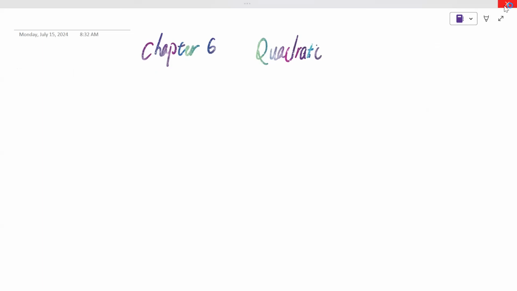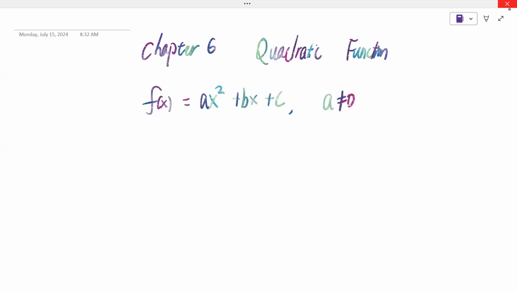So the quadratic functions, and let's start with this is a function, right? So we use a function notation f of x equals ax squared plus bx plus c. And here a cannot be 0. If a is 0, then we do not have a quadratic function anymore, right? Then we end up with a linear function. That's not what we want, right? We want a quadratic function, meaning the leading power must be 2, right?